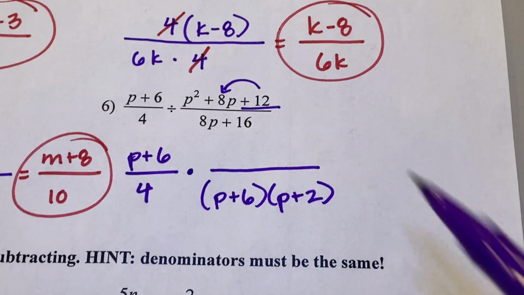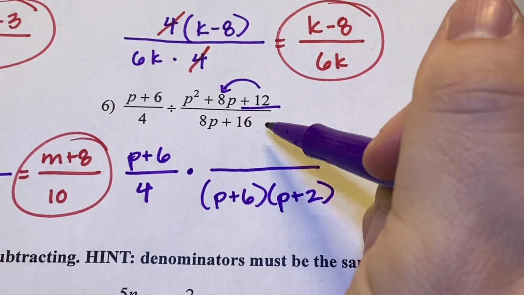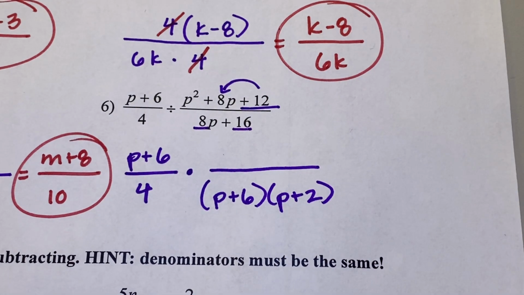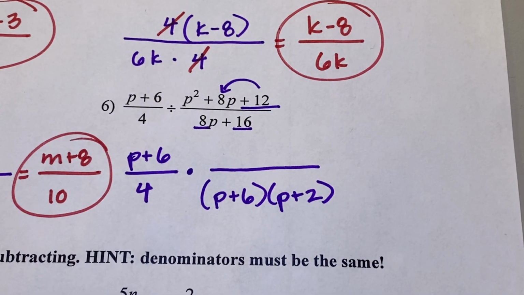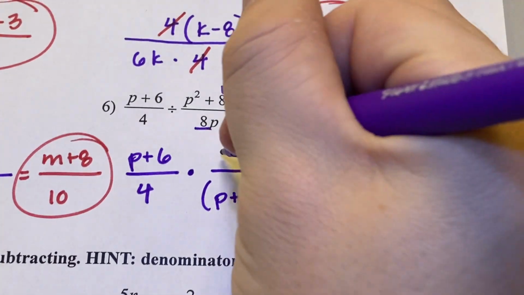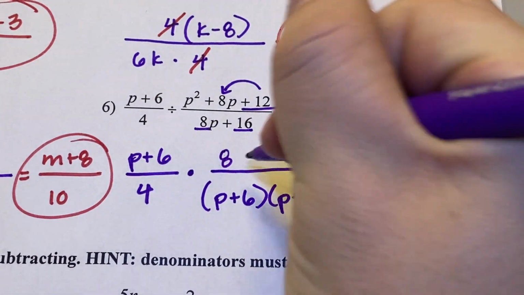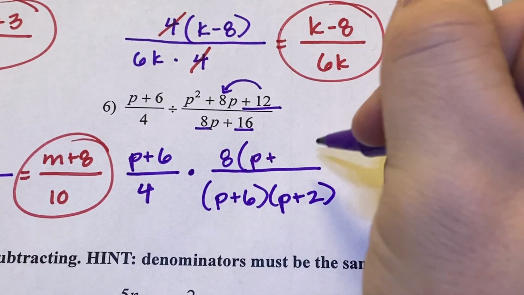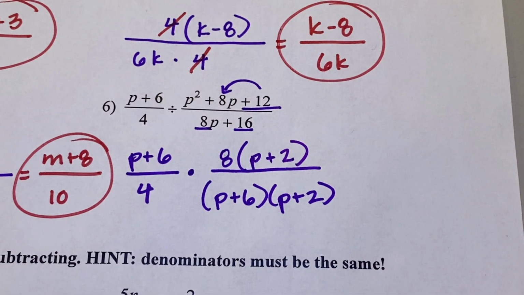Last thing we need to factor, 8P plus 16. They do have something in common. What can I divide both 8 and 16 by? 8. We can divide them both by 8, so we can take an 8 out. I'm left with P plus 16 divided by 8 is 2.